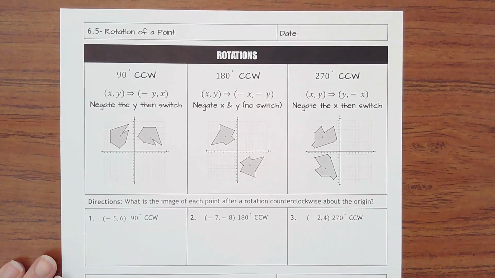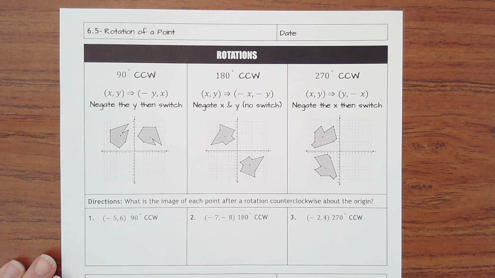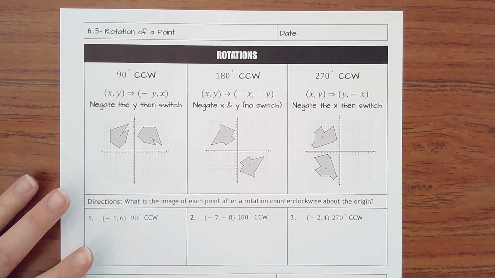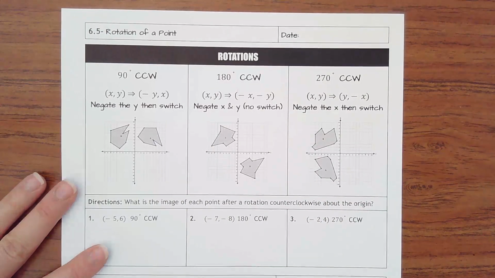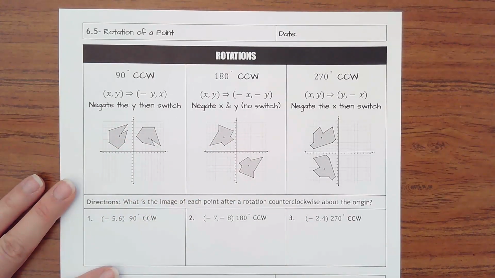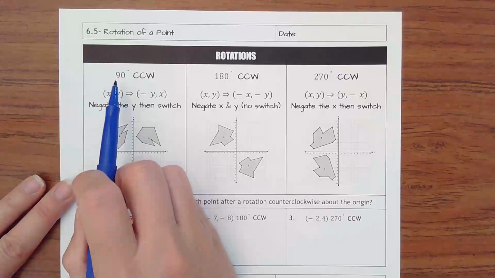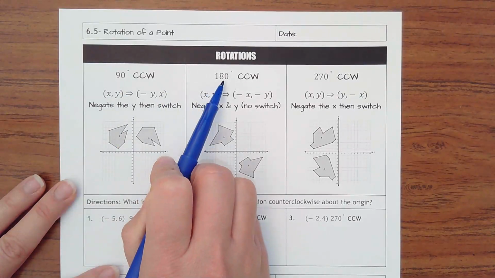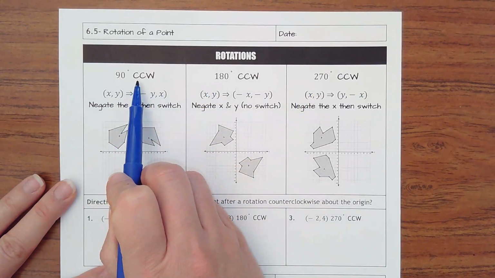6.5 is rotation of a point. So we are taking a shape or a point and rotating around the origin. So it's not a reflection, it's spinning it in a circle. And you'll get to see on Delta Math this little more interactive piece of it where you see it spinning. So what we're going to have is 90 degrees, 180, and 270 degrees counterclockwise.